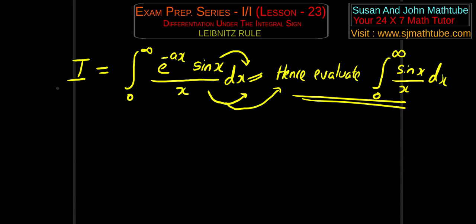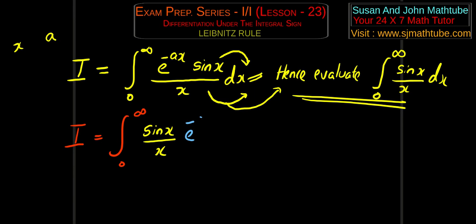So the variable is x, parameter is a, and for your benefit, I'm going to write this integral as 0 to infinity, sin x by x, and then I'm going to write e power minus ax, and then our dx. Look at this. Once more I'm telling you, the variable of integration is x and the parameter is a.